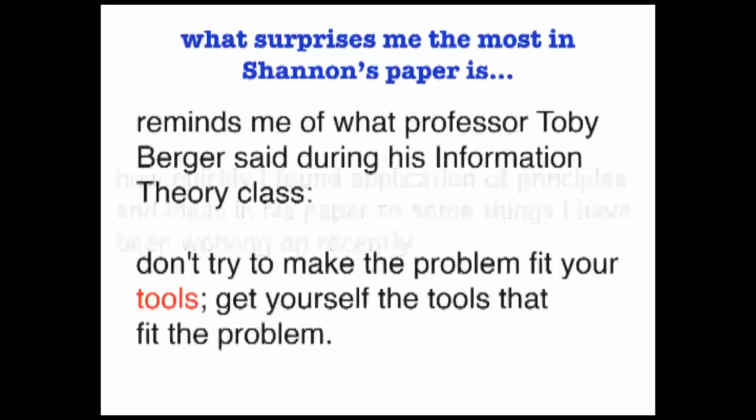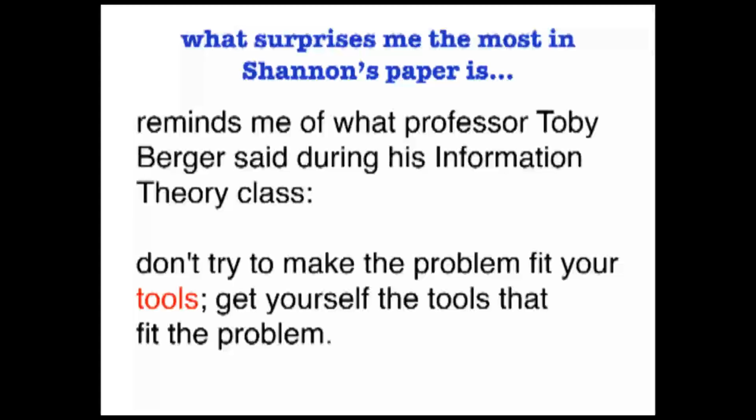this summer. Reminds me of what Professor Toby Berger says during his information theory class. Don't try to make the problem fit your tools. Get yourself the tools that fit the problem. Good advice.